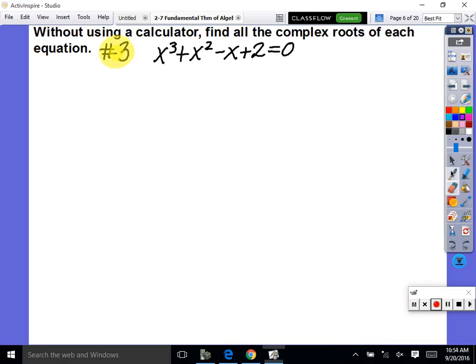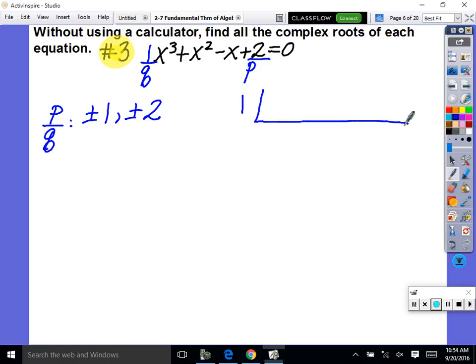Luckily, this one's pretty good. Here's my q, my p is 2, so this one's actually going to be pretty simple. Let's list out all possible p divided by q. Won't that be plus and minus 1 and plus and minus 2? Divided by 1. So those are our possibles. I'm going to go ahead and do positive. I'm just going to do synthetic division and start testing these.